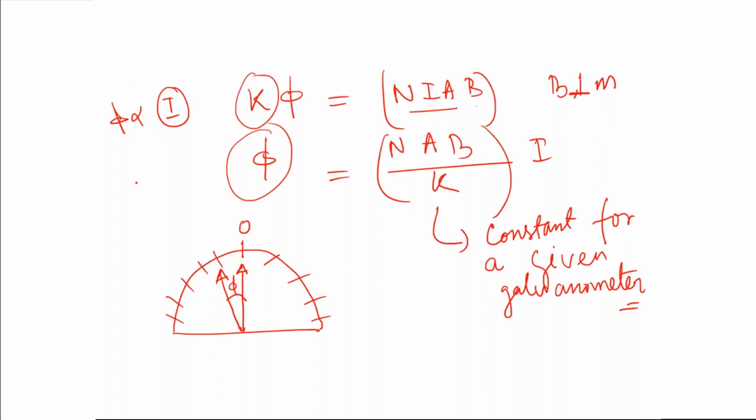Okay. So now, if I want to know the current sensitivity of the galvanometer, then you have to find out the angular deflection per unit current. This is called current sensitivity. In the case of voltage sensitivity, it is phi by V, so angular deflection per unit voltage. This is called voltage sensitivity, and this is called current sensitivity.